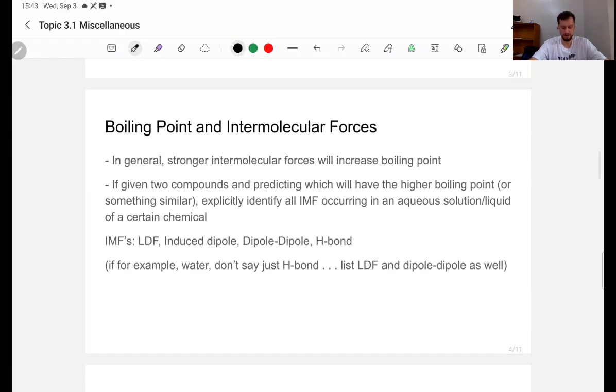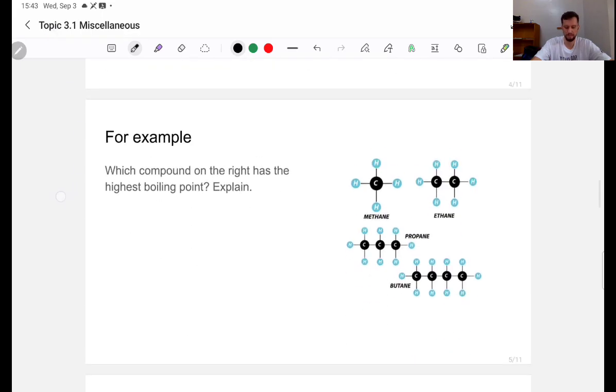So as I said here, you have to think about LDF, induced dipole, dipole-dipole, and hydrogen bonding. If, for example, water, don't just say hydrogen bonding, list LDF and dipole-dipole as well. That's very important, otherwise you probably won't get the point if it's an FRQ, for example. So for example, just looking at this idea of explaining differences in boiling points, which compound on the right has the highest boiling point? Explain.